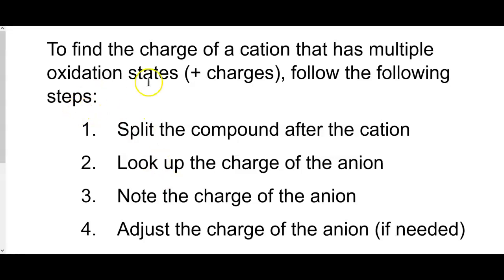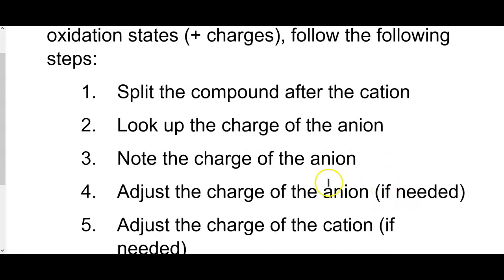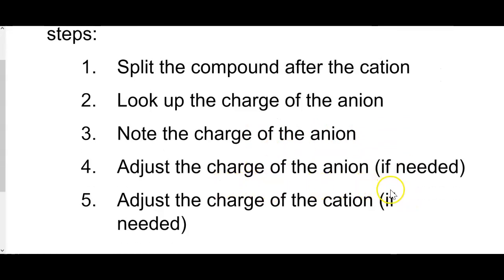First thing we're going to do is go through these steps. To find the charge of a cation that has multiple oxidation states, positive charges, follow these steps. Split the compound after the cation. There is an exception to that, but we will not be using the exception. Look up the charge of the anion. Note the charge of the anion. Adjust the charge of the anion if needed, and adjust the charge of the cation if needed.